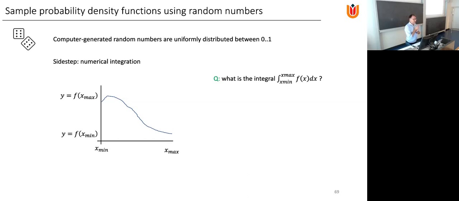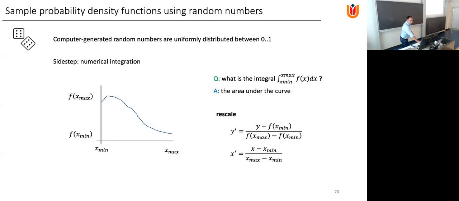So what would I calculate if I would calculate the integral of f(x) dx from x minimum to x maximum? The area under the function. Yeah, exactly. That would calculate the area under the curve. In the plot that you see there, the x-axis goes from x minimum to x maximum, and the y-axis goes from zero to some maximum.